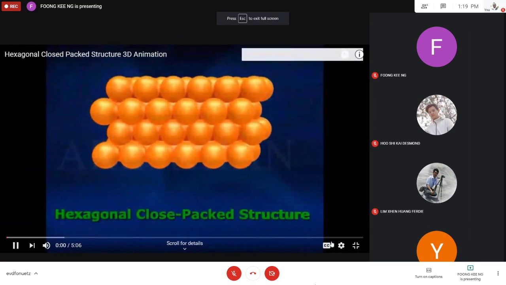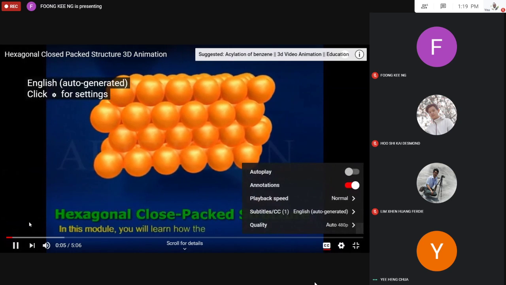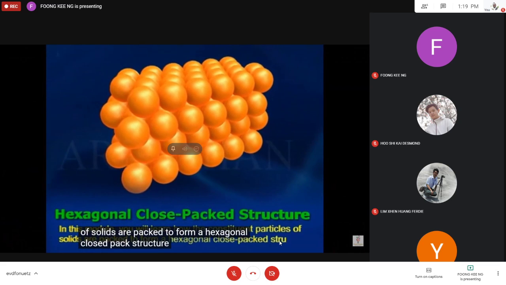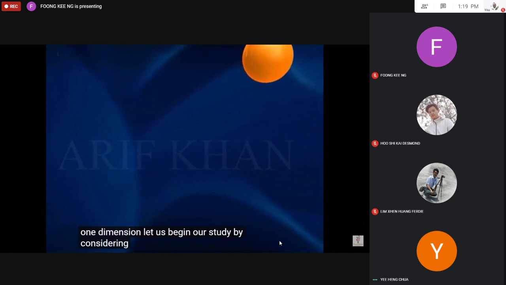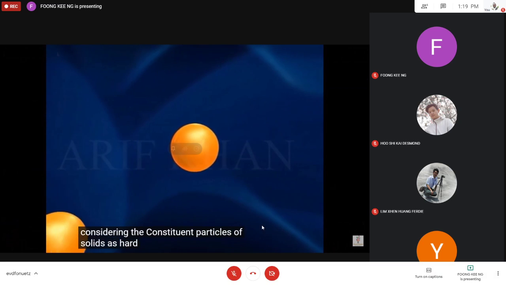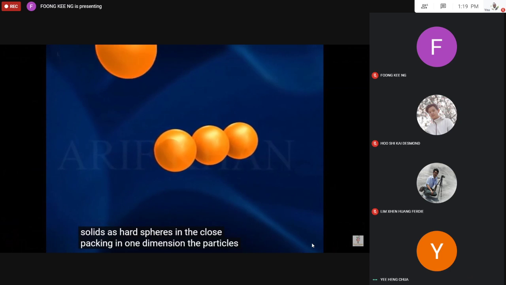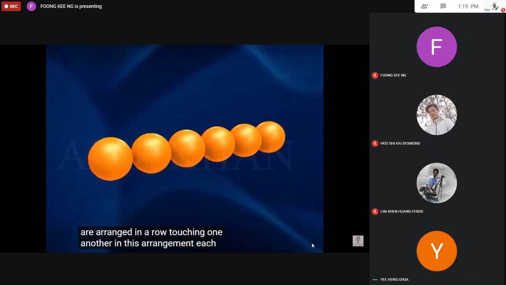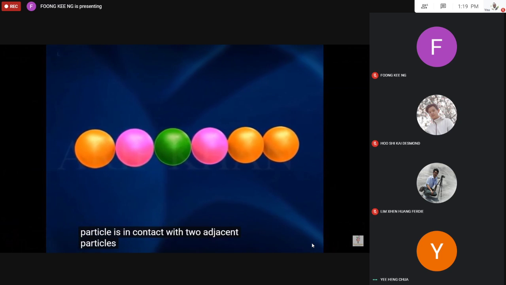Constituent particle close pack structure. In this module, you will learn how the constituent particles of solids are packed to form a hexagonal close pack structure. Close packing in one dimension. Let us begin our study by considering the constituent particles of solids as hard spheres. In the close packing in one dimension, the particles are arranged in a row touching one another. In this arrangement, each particle is in contact with 2 adjacent particles.